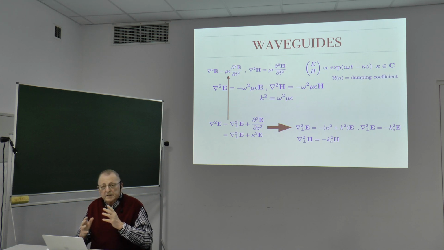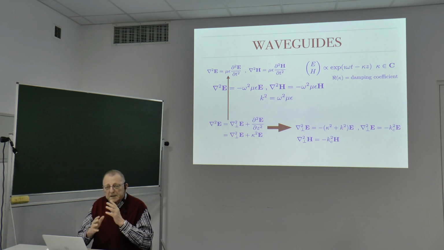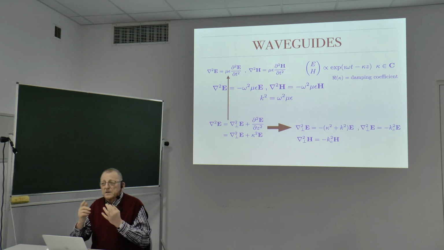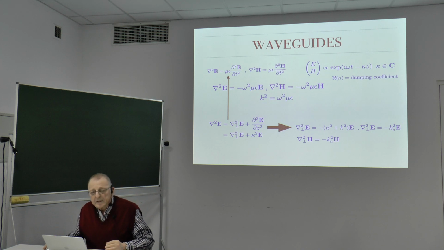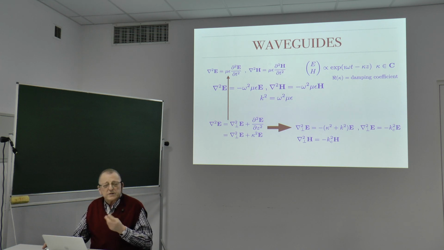So we have to pay attention now. We have k, kappa, and k_c. Sorry for it, but occasionally we are running out of letters, right?